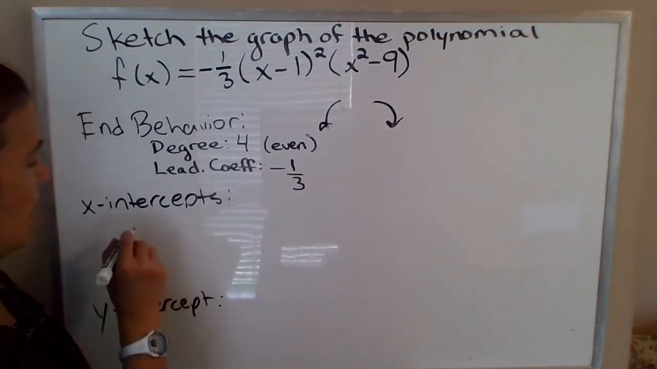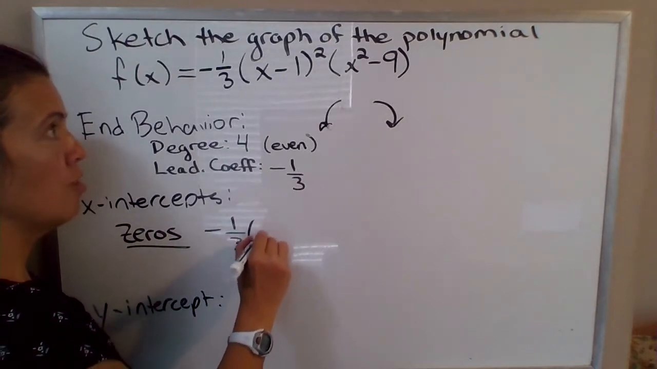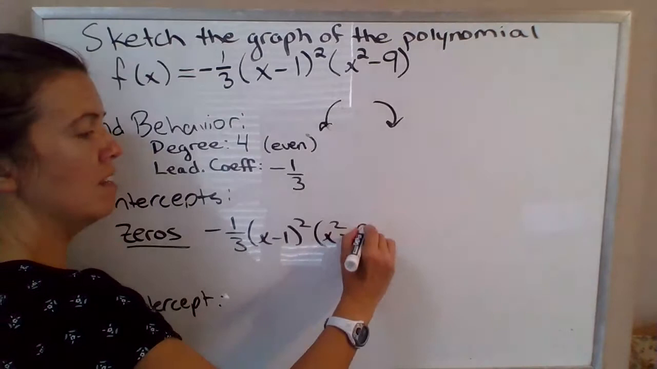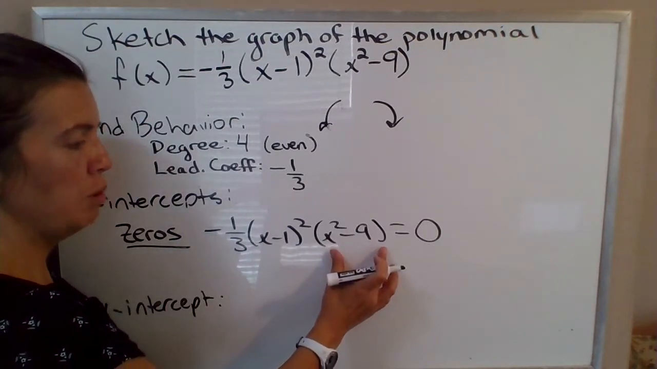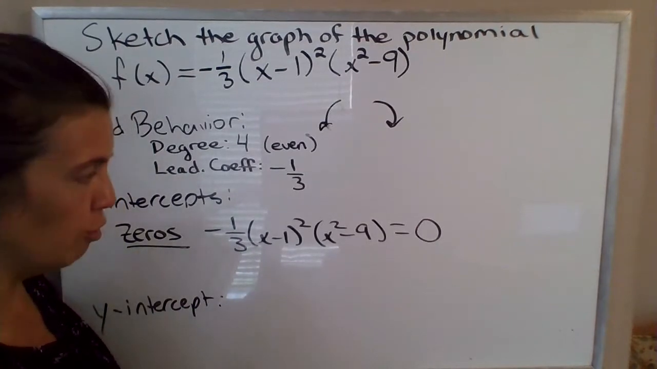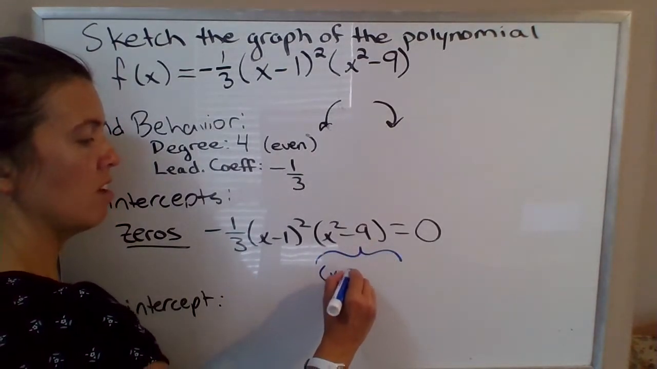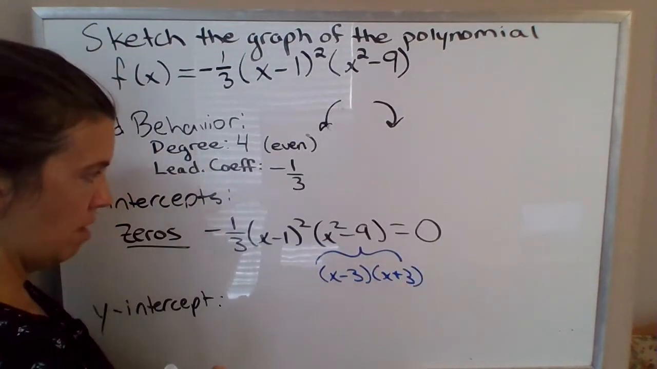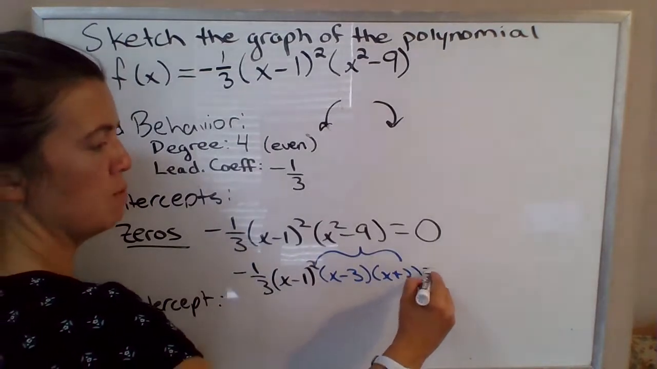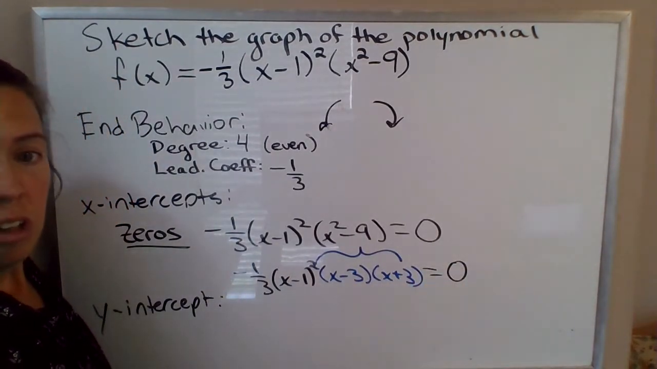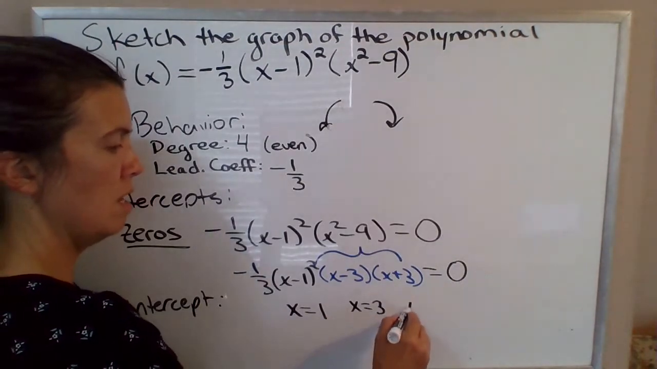Okay, intercepts. X-intercepts are the zeros of the polynomial. To find the x-intercepts, we need to take that function, in this case negative 1/3 times (x minus 1) squared times (x squared minus 9), and set that equal to 0. Now, notice that this is not completely factored. This x squared minus 9 can be factored a little further, and I think that's what I want to do next, is to take that x squared minus 9 and break it down further. That's a difference of squares. This can be factored as x minus 3 times x plus 3. And so I have negative 1/3 times (x minus 1) squared times (x minus 3) times (x plus 3) equals 0. So the zeros of this polynomial are x equals 1, x equals 3, x equals negative 3.